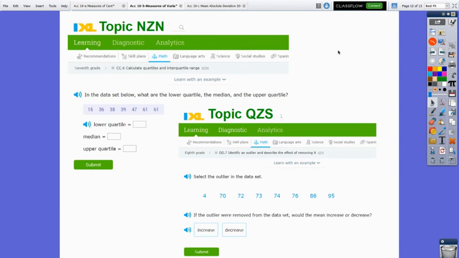All right, so measures of variability, that's quartiles and interquartile range and outliers. There are 2 IXL topics that will cover those 2 things to do some practice on before we get to other examples in the next class.